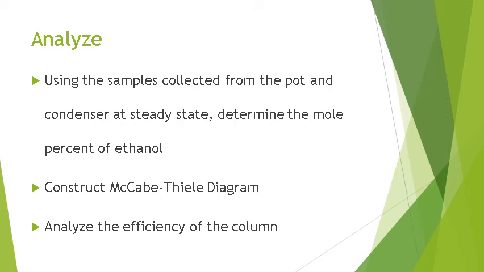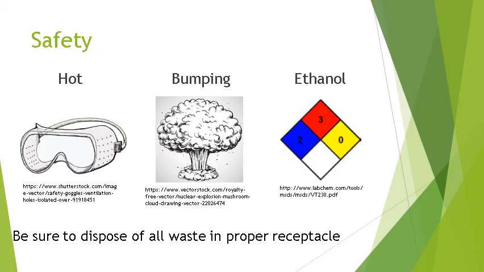Analyzing the results. Create the calibration curve to determine the mole percentage of ethanol collected from the pot and the condenser at steady state. Construct a McCabe-Thiele diagram to calculate the theoretical number of stages, or plates. Analyze the efficiency of the column by comparing the theoretical number of stages to the actual number of stages. Error in this lab can come from not cleaning the refractometer, assuming a 30% volume ethanol in the system, and assuming that there is constant composition and no liquid holdup.